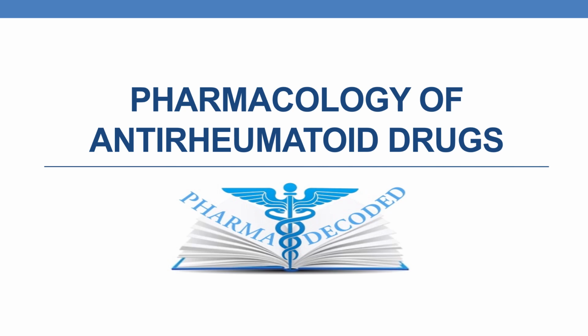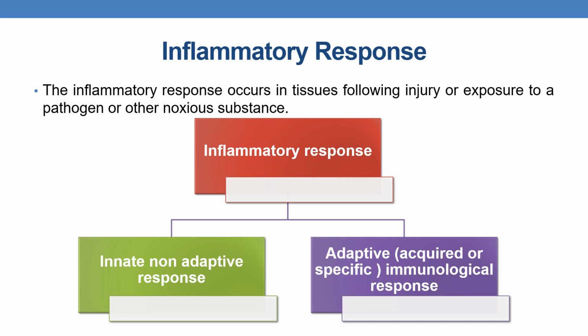Hello everyone, now let us discuss the pharmacology of anti-rheumatoid drugs. Let us first discuss the inflammatory response. The inflammatory response occurs in tissues following an injury or exposure to pathogens or other noxious substances. It can be of two types: innate, which is also called the non-adaptive response, and adaptive response. The adaptive response is nothing but the acquired or specific immunological response.